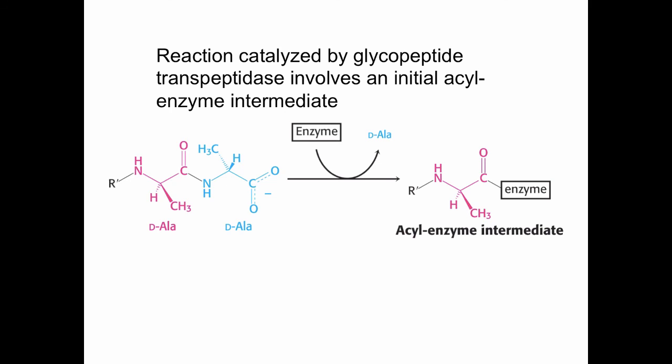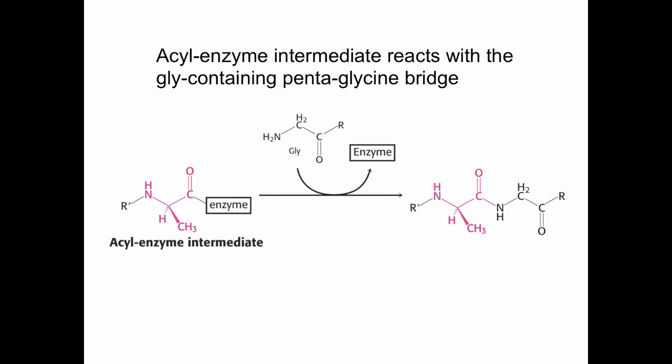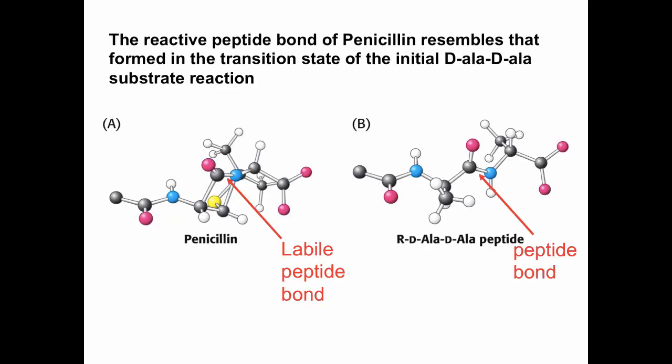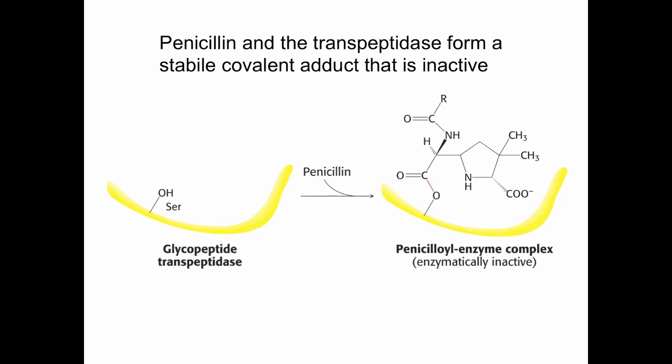The first step of this reaction involves the initial formation of a D-Ala-acyl enzyme intermediate. In the second step, the acyl intermediate reacts with the Gly-containing pentaglycine bridge to form the final crosslink product. The reactive bond of penicillin resembles the bond formed in the transition state of the initial D-Ala-D-Ala substrate reaction. In the mechanism of action, penicillin forms a stable covalent adduct with the transpeptidase and inactivates it. Unfortunately, a major problem in antibiotic resistance is due to the fact that bacteria produce beta-lactamases that destroy the penicillin ring and counteract the transpeptidase inactivation.